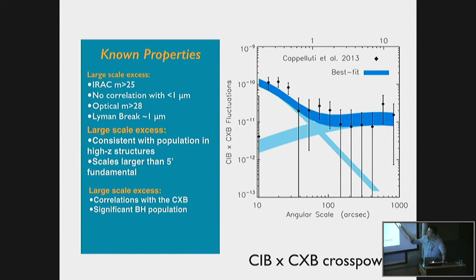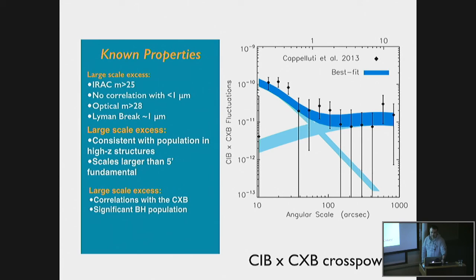But from cross-correlation, we know that whatever it is, it is produced by sources with IRAC magnitude larger than 25. The IR component doesn't show any correlation with lower wavelength diffuse maps. And so this is an indication that these fluctuations have a Lyman break at around 1 micron. So what to do next? We need to go and study larger fields and better fields.